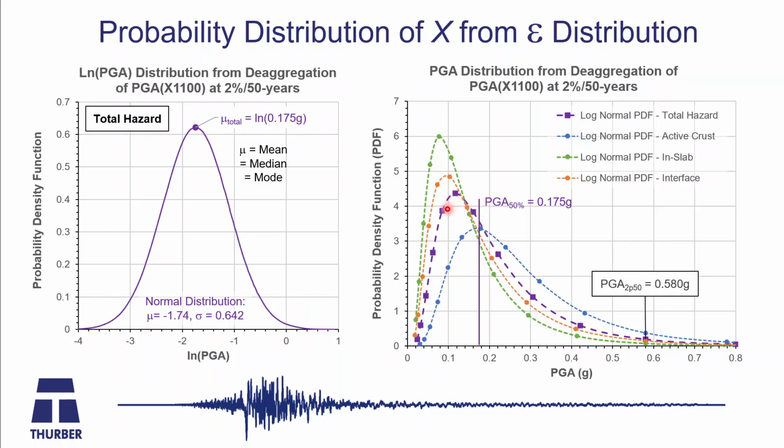Compare that to the purple squares here. And this is basically, if you know probability density functions, 50% of the area lies to the left, or is less than 0.175G, and 50% of the area under the curve lies to the right.